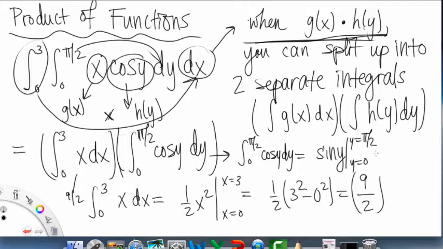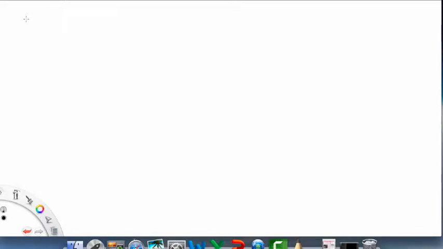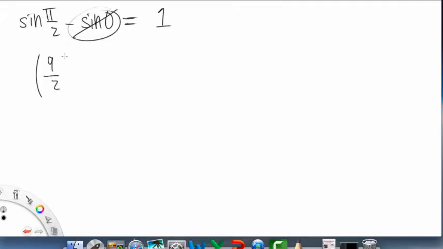All right, I'm going to go on to the next slide, so make sure you have all this written down. Okay, so then we get sine pi over 2 minus sine 0. And as we know from trig, this equals 0 and this equals 1. So as our final answer, we get 9 over 2 times 1, which equals 9 over 2. Okay?